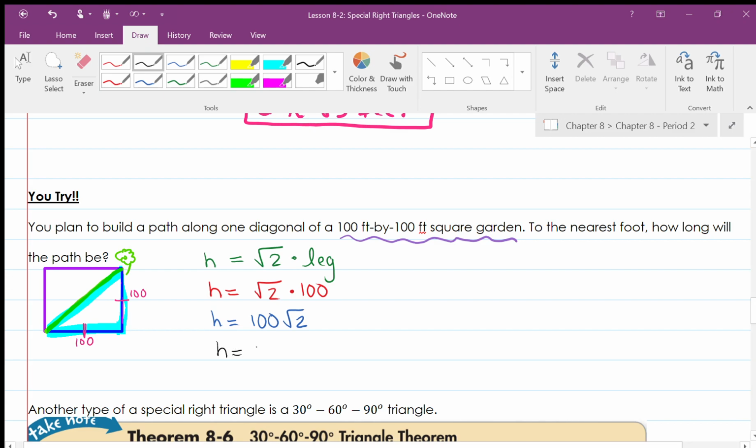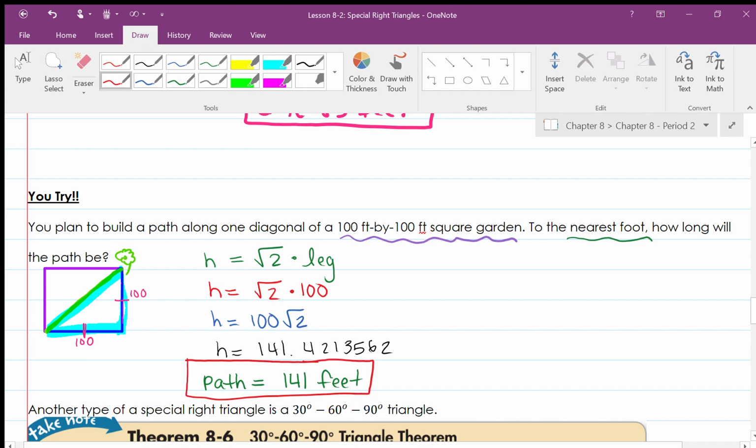When you punch this into your calculator, you should get an approximation of your path. You should get h is equal to 141.4213562, something like that. That's what I got. When you round that, you should get your path is equal to 141 feet. It's asking you to round to the nearest foot, so you take a look at this number here. Because it's below 5, you're just going to keep this number the same at 141.